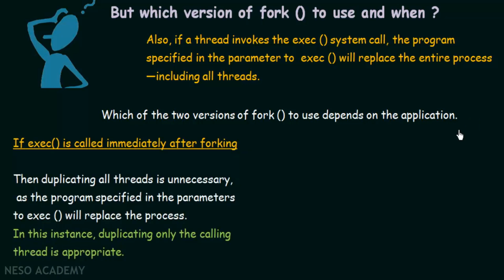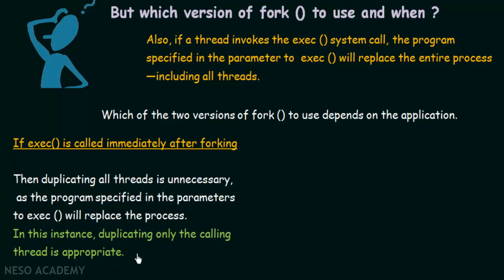So here is the first case: exec is called immediately after forking. That means if a thread has just invoked a fork system call, and immediately after that the exec system call is also invoked, then what should we do? In this case, duplicating all the threads is unnecessary, as the program specified in the parameters to exec will replace the process. So in this instance, duplicating only the calling thread is appropriate.